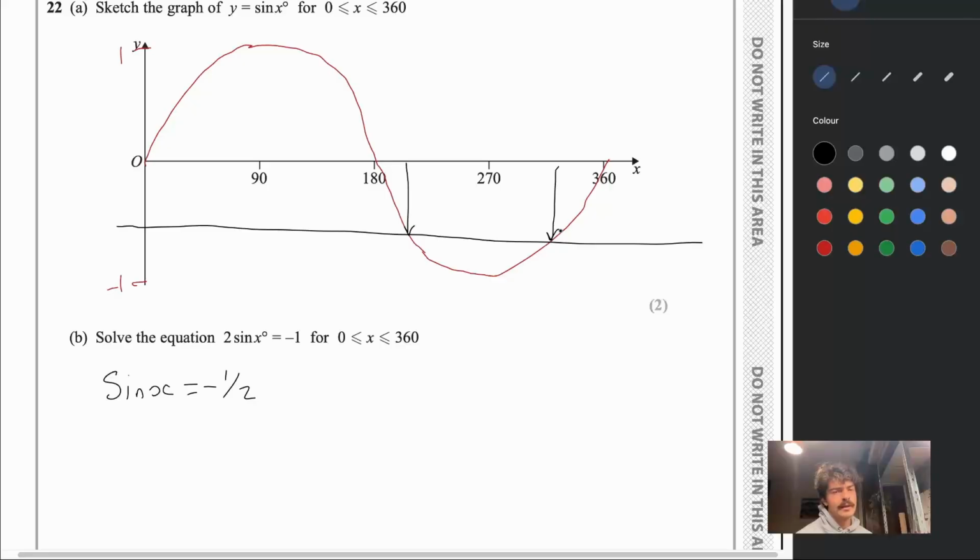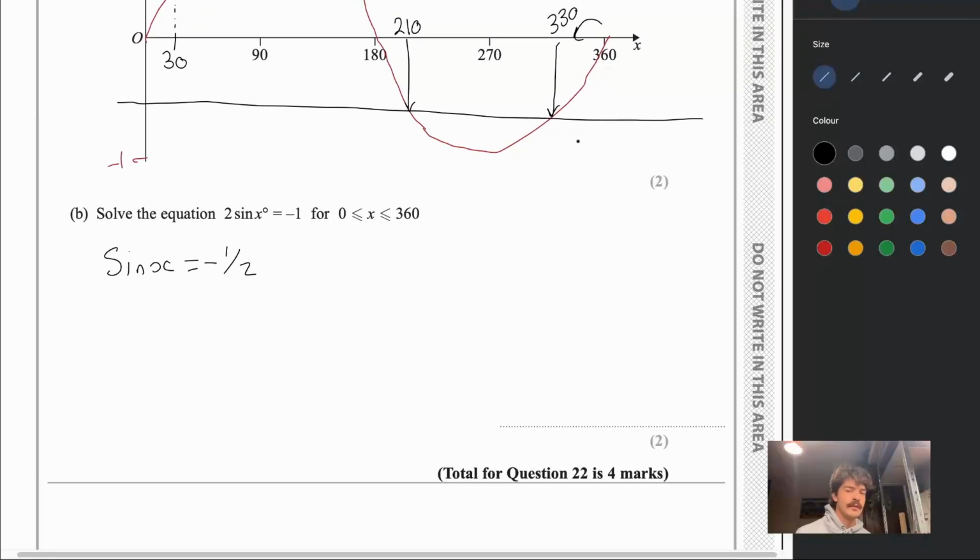But that doesn't give us too much help, unless you've remembered your exact trig functions. You'll remember that sine of 30, in fact, gives us a value of 1/2. And using the same logic, we can realize that this value here must be 210. It's moved 30 degrees away from the point where it crosses 0. The same thing must be true of here. It moves backwards by 30 degrees. So there are your two answers. That's quite difficult for a GCSE paper.